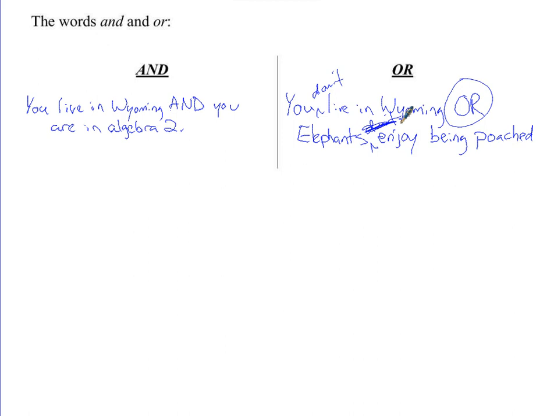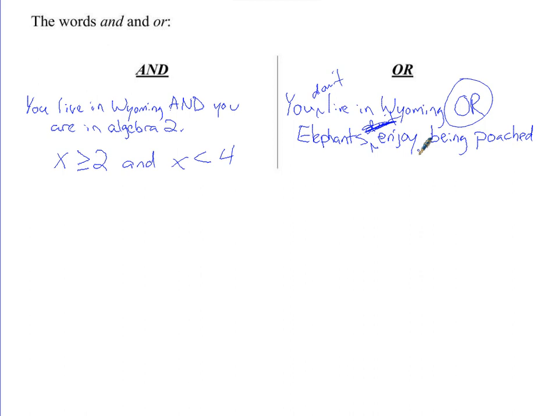In algebra, the words "and" and "or" have the same type of meaning. We're going to have situations where you wind up with x is greater than or equal to 2 and x is less than, let's say, 4. Can x be greater than or equal to 2 and at the same time be less than 4? The answer is yes, it can. So therefore this is a true statement.